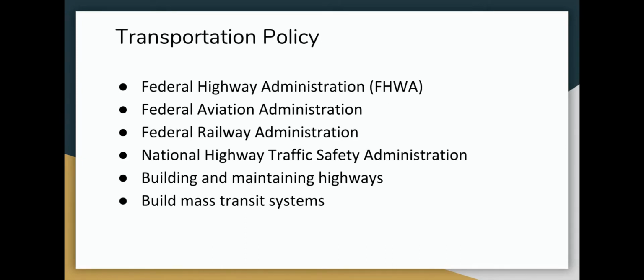Transportation policy. You've got a number of different organizations, including the Federal Highway Administration, Federal Railway Administration, National Highway Traffic Safety Administration. They are the ones that come up with the witty sayings on the highways that you see. Building and maintaining highways. They also build mass transit systems like subways and trains and things like that. They're responsible for the city bus systems, things like that.